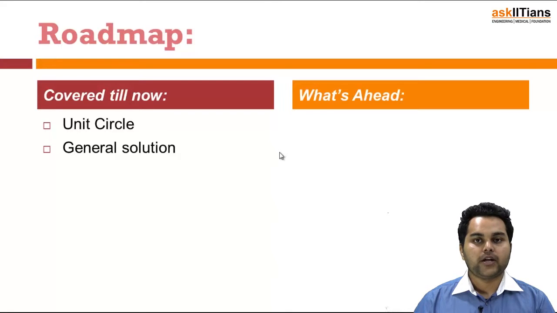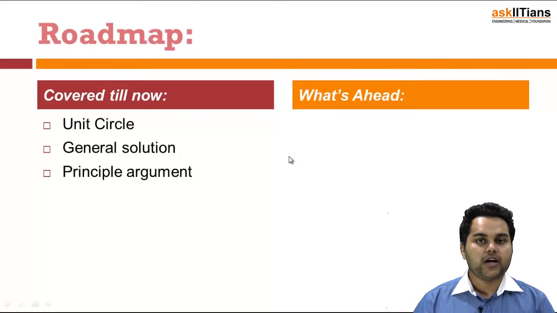Then we had a look at sin square theta is equal to sin square alpha, and the same was for cos theta and tan theta also. Then we had simultaneous equations, that is sin theta is equal to sin alpha and cos theta is equal to cos alpha. Then how would we proceed? So those were the concepts involved in the general solution.